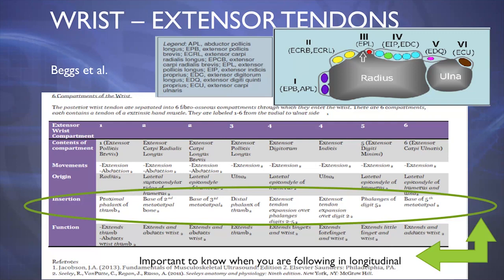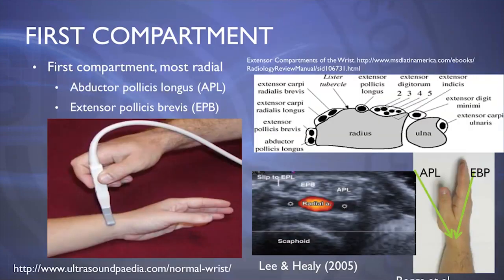So we're going to go through each of these compartments. The first compartment is the most radial, and you're going to be having your patient's thumb pointing up towards the ceiling. The two tendons in here are the abductor pollicis longus and the extensor pollicis brevis. They stack on top of each other here in this diagram, but when we're scanning them on ultrasound, they just lay side by side. So when we're looking at them here, the APL is going to be more towards the thumb. The EPB is going to be located more towards the second compartment.